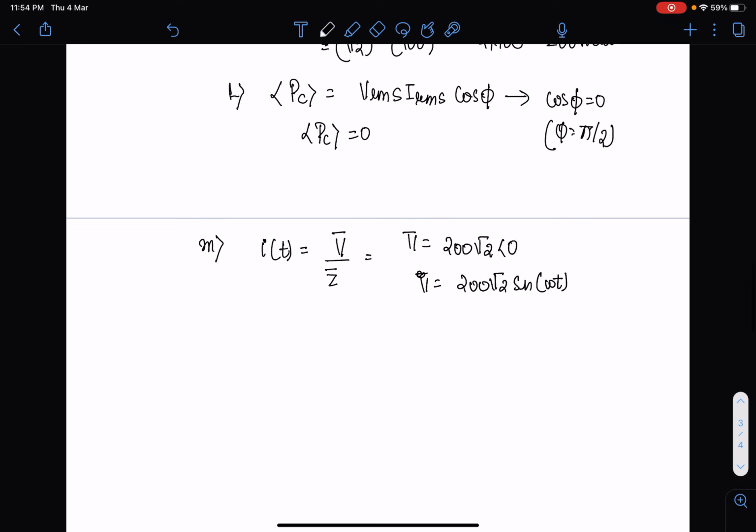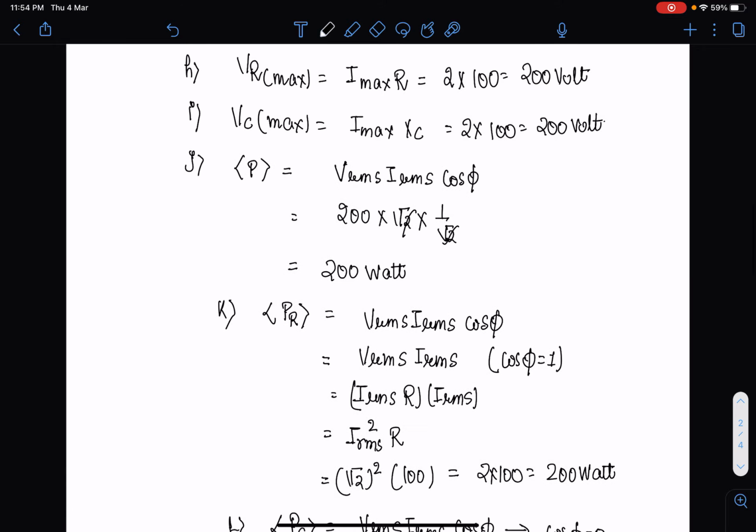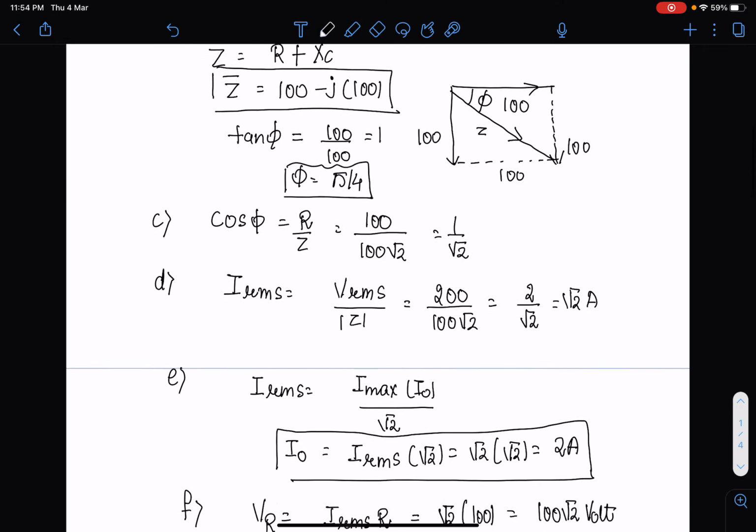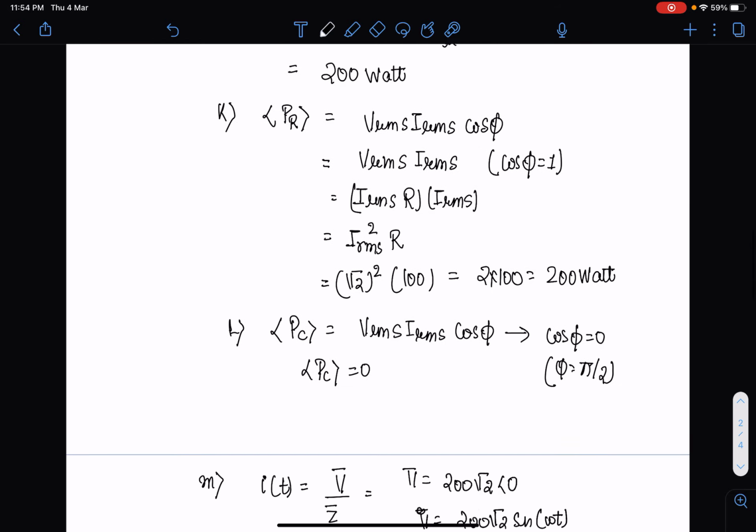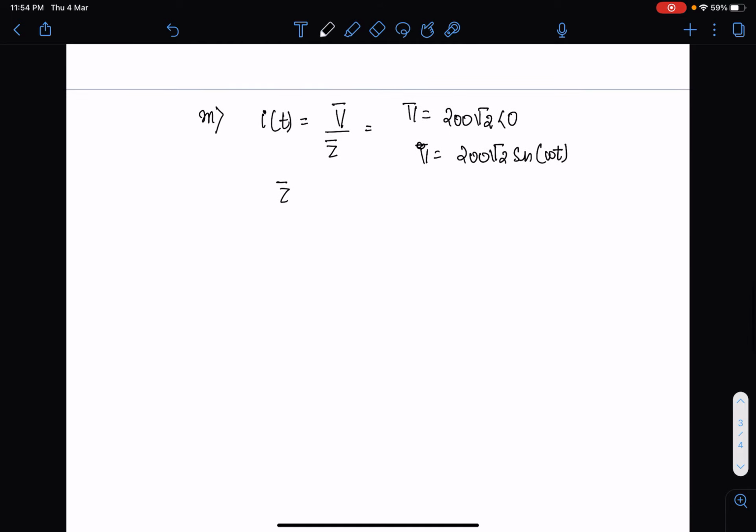Now Z phasor we have to write. Z phasor we have already calculated. Observe here the value of impedance, this is the form, right? 100 minus j times 100. So the mod of Z we have already calculated, it is 100 root 2, right?